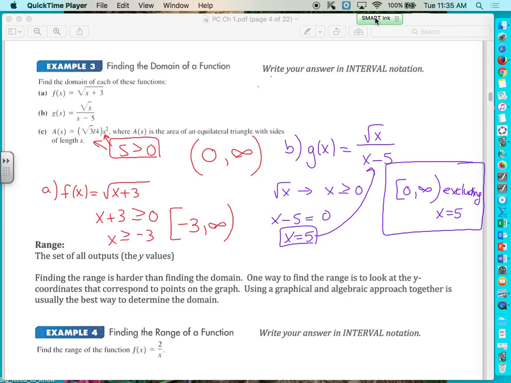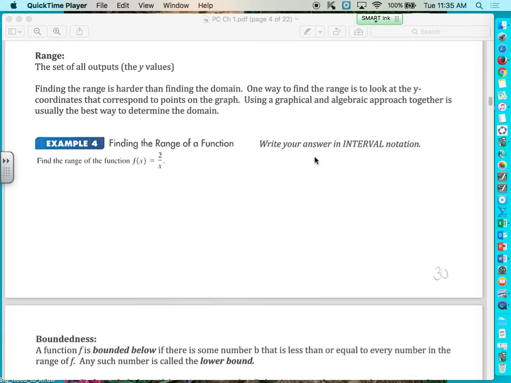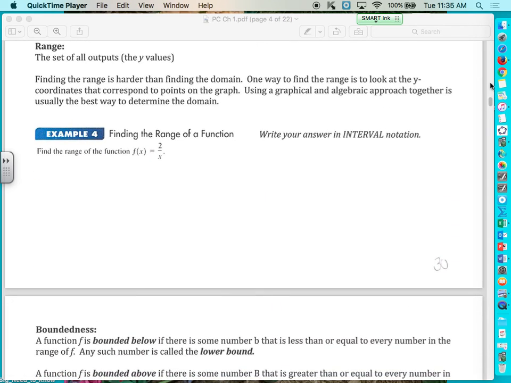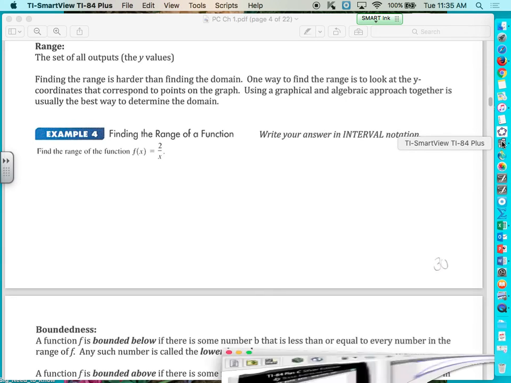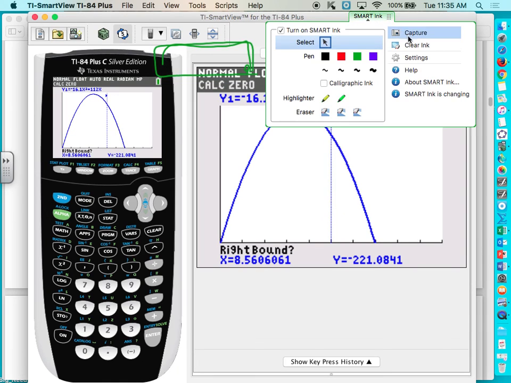So that's domain. Domain you can really think of algebraically. You can also look at it, like I said, in your calculator and see what values you can plug in for x type of thing. Range is a little bit harder to do, and I usually do range with a calculator. So let me pull this up here. Let me clear off this stuff.